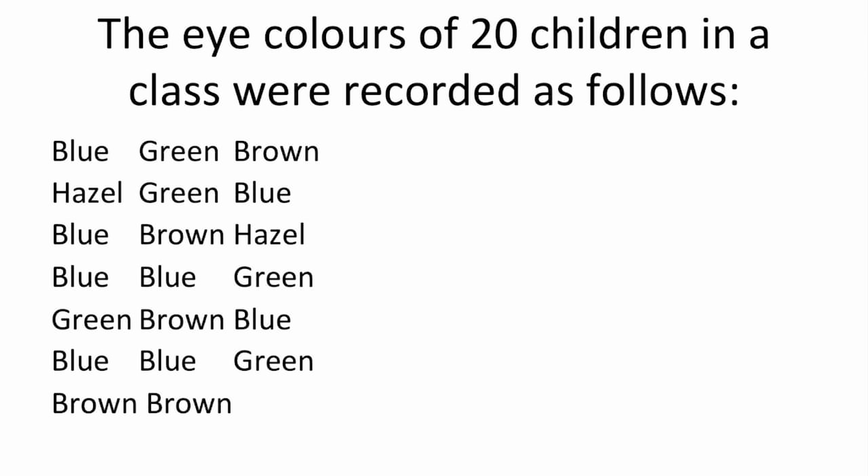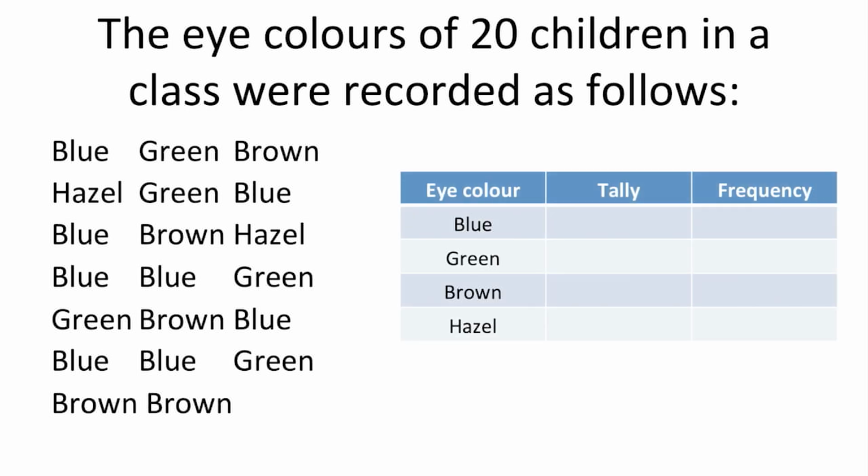We wouldn't necessarily have to have them written down. We could ask the individuals one by one what their eye colour was. But you see, the data collection sheet that we have makes it very easy to record quickly and effectively how many students have each eye colour. So we have there clearly labelled our 4 different eye colours: blue, green, brown and hazel.